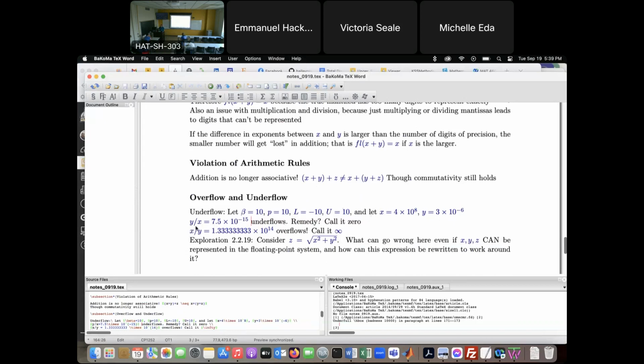So if I do x over y, a large number divided by a small number, I get 1.33 times 10 to the 14. So 14 is outside of the range of exponents. It's greater than capital U. So that's an example of overflow. As we saw last time in the IEEE system, we have overflow. It declares the number to be infinity or minus infinity.